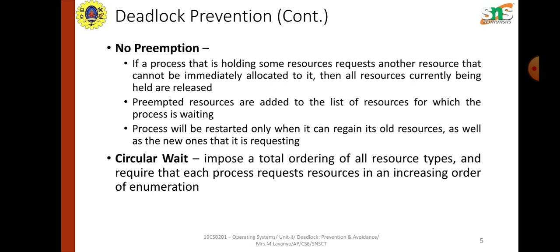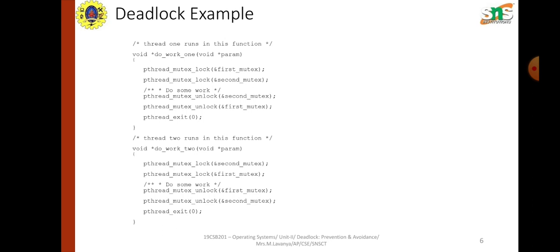These are the four methods of prevention of deadlock, and these are the examples for deadlock prevention.